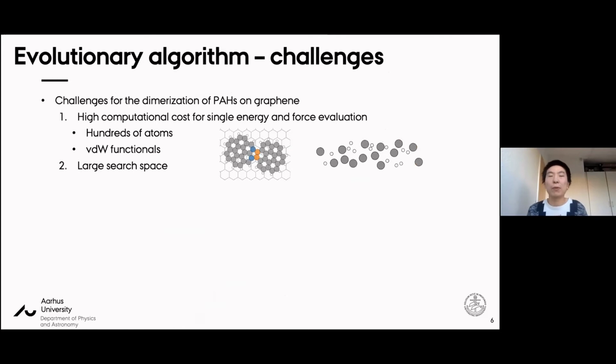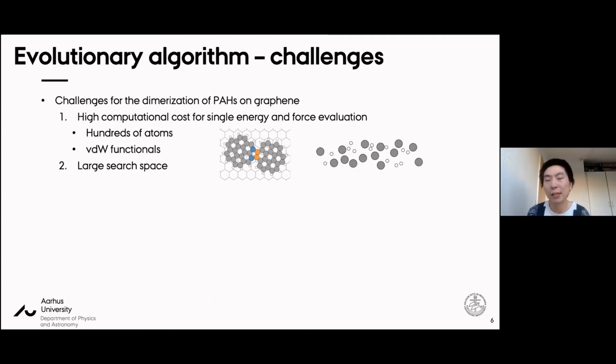But if we want to use this method to study the dimerizations, there are 2 challenges here. First, we need a very accurate functional for describing the PAHs on the surface. And also the system is quite large, which means it needs a lot of computational cost.